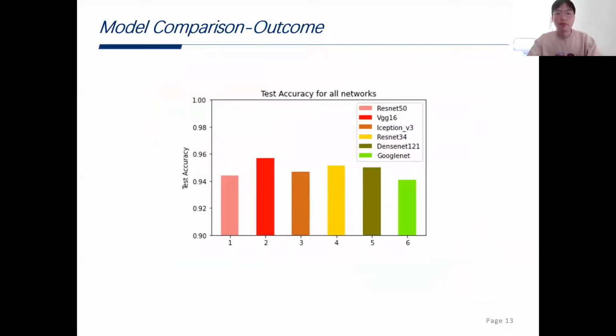This is the final result on the test dataset. It is clear that VGG16 has the highest accuracy, which is about 95.69%, while GoogleNet's accuracy is the lowest.